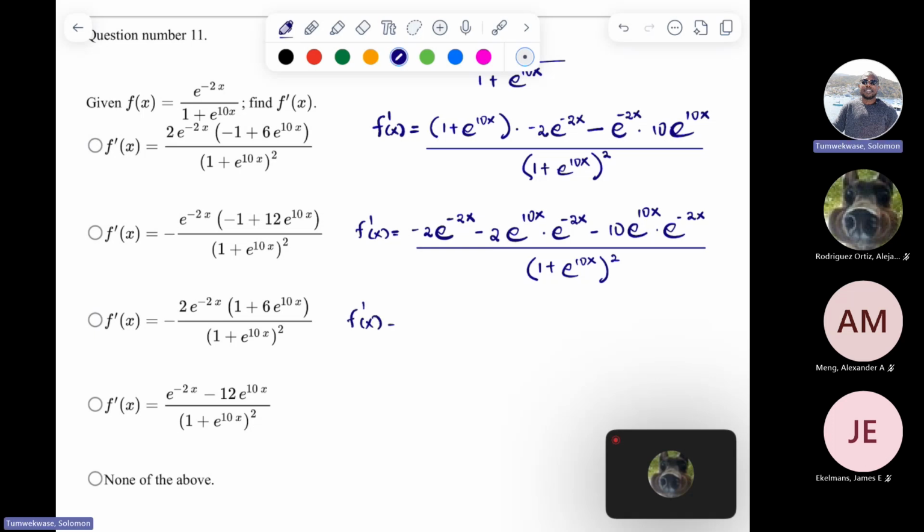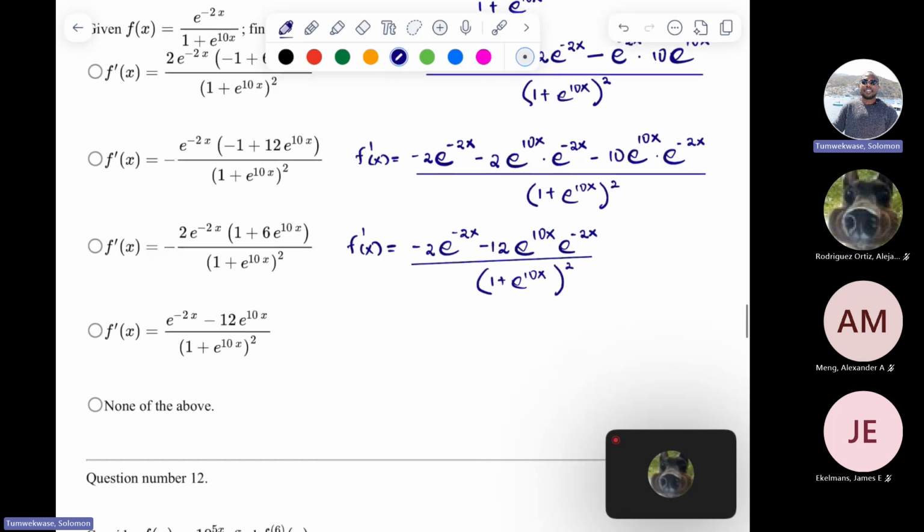Okay, so this derivative is the same as minus 2 e to the minus 2x. Now you realize that these guys are similar. So we are just adding them, minus 2 that, minus 10 that. So that should be minus 12 e to the 10x, then e to the minus 2x, okay? Then over 1 plus e to the 10x, and then the whole of it squared.